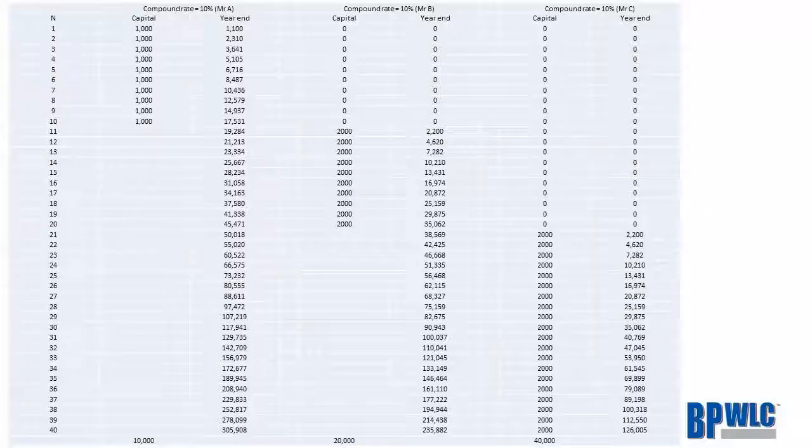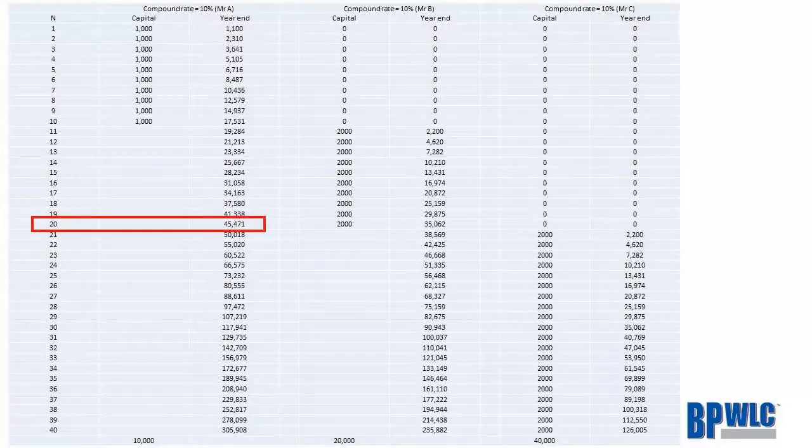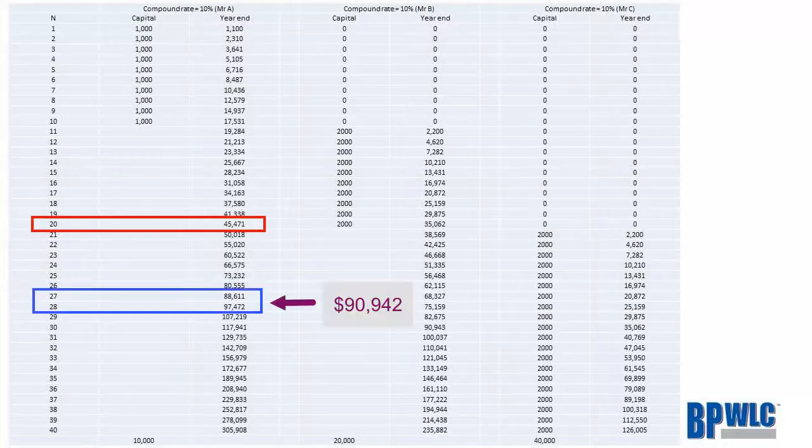Now similarly, let us take another example. Let us say at the 20th year, the amount is around 45,500. Let us go down the line and check at which year this number doubles itself. The year that it doubles itself is somewhere between the 27th and 28th year.